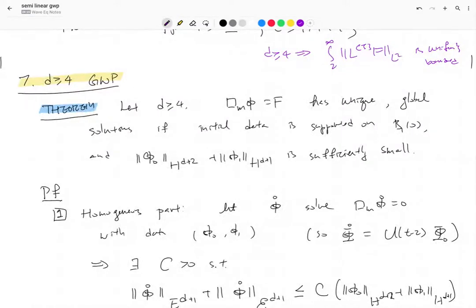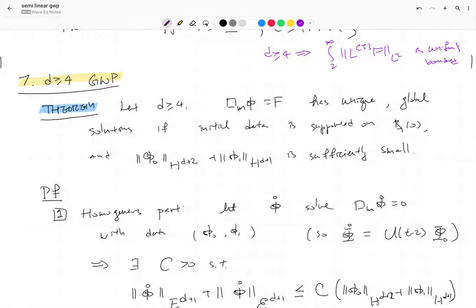Okay, so let's just state the theorem and go through the proof. Theorem: d bigger than or equal to 4, we're going to solve box m phi equal to f. This has a unique global solution if the initial data is supported on the ball of radius 1, and the H^(d+2) norm of phi naught plus the H^(d+1) norm of phi 1 is sufficiently small. So the initial data I want to be measurable in the Sobolev space H^(d+2) for phi naught and H^(d+1) for phi 1. d is the number of dimensions, and we want this sufficiently small.